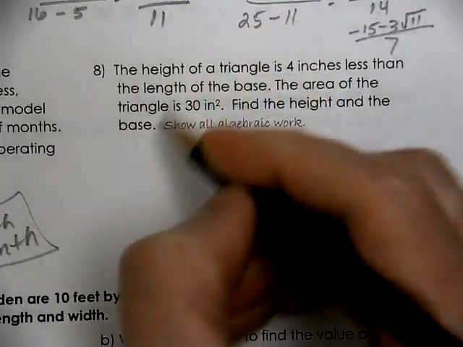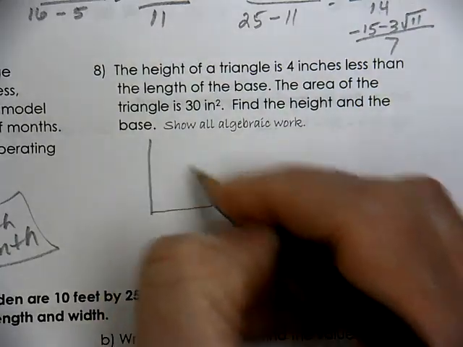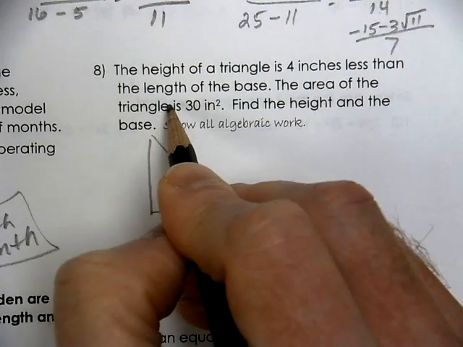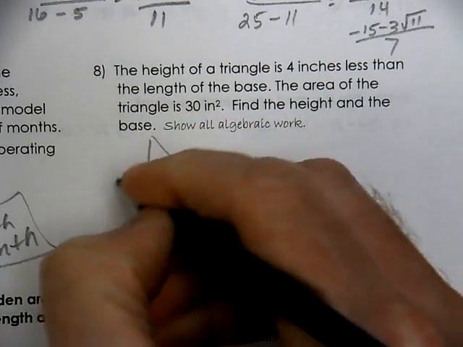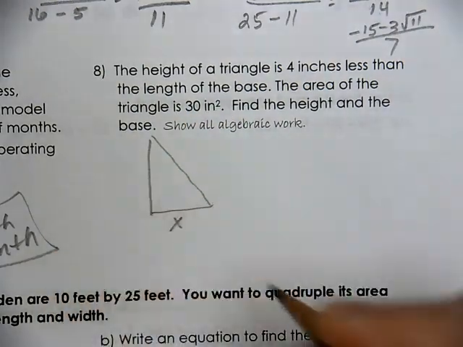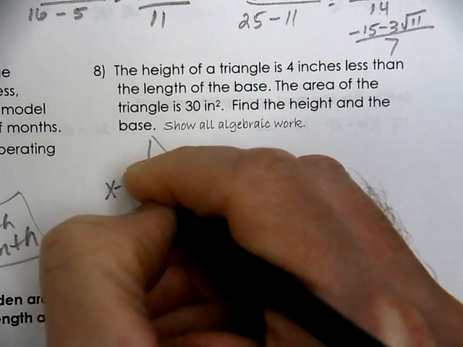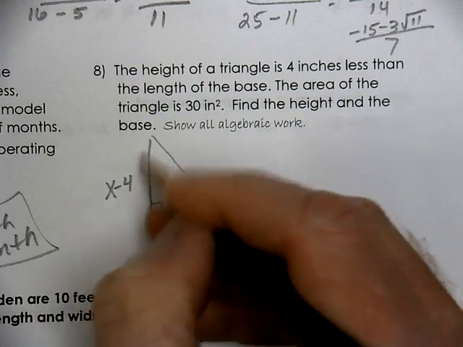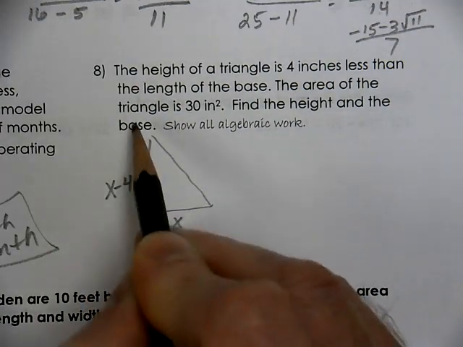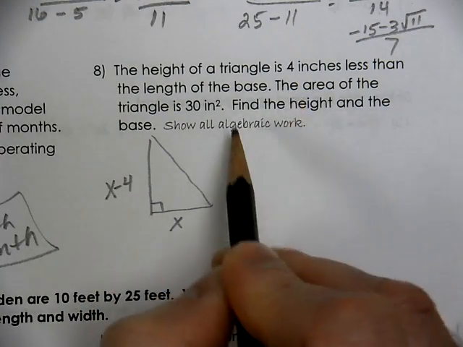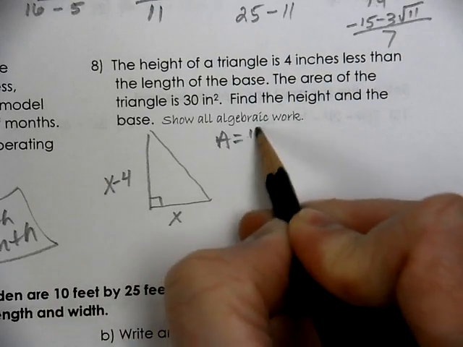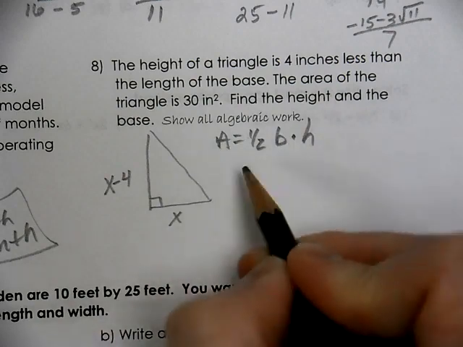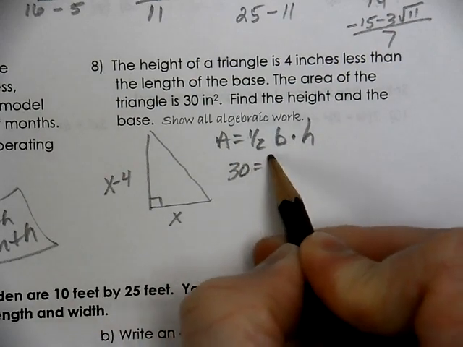The height of a triangle is 4 inches less than the length of the base. So whatever the base is, the height is supposed to be 4 less than that. If they're perpendicular, then you know that you're dealing with height and base. The area of a triangle is half base times height. We know that the area is 30.